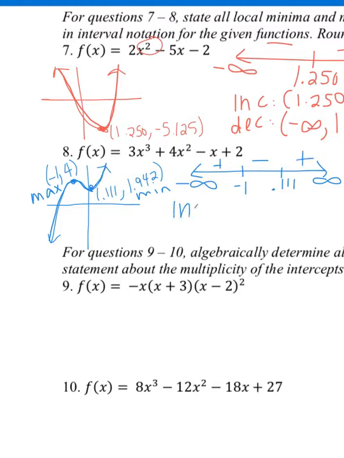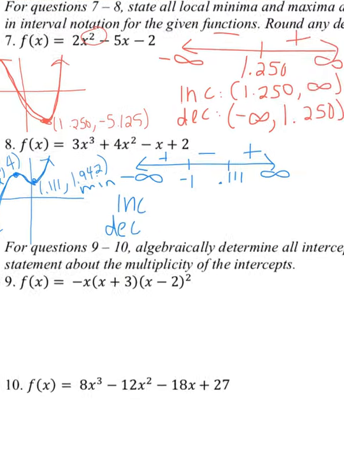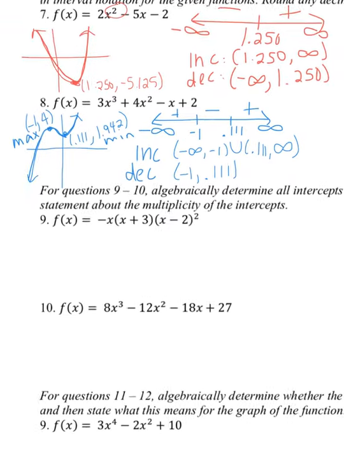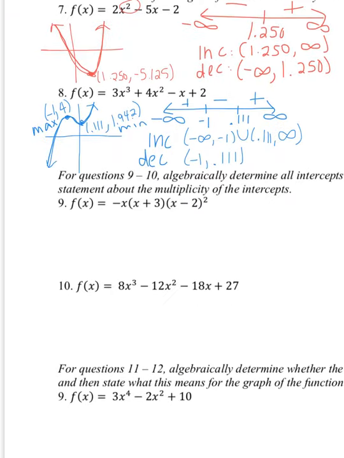So I'm going to take those intervals and put them right into interval notation. So increasing from negative infinity until negative 1. Decreasing from negative 1 until positive 0.111. And then I start increasing again at 0.1 repeating up until infinity. If you see more than one interval, you put a U in the middle. Not as big of a deal, but just know that that is what that means.